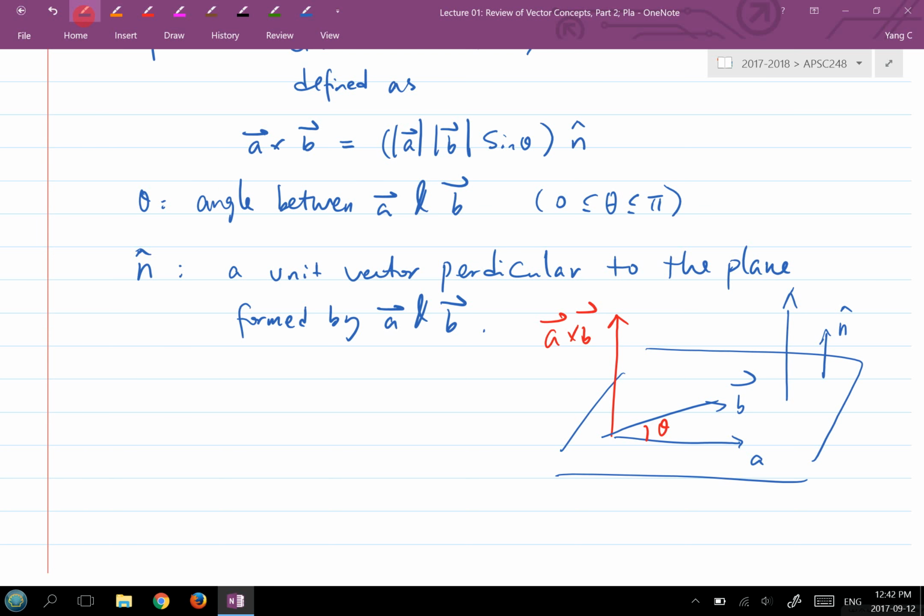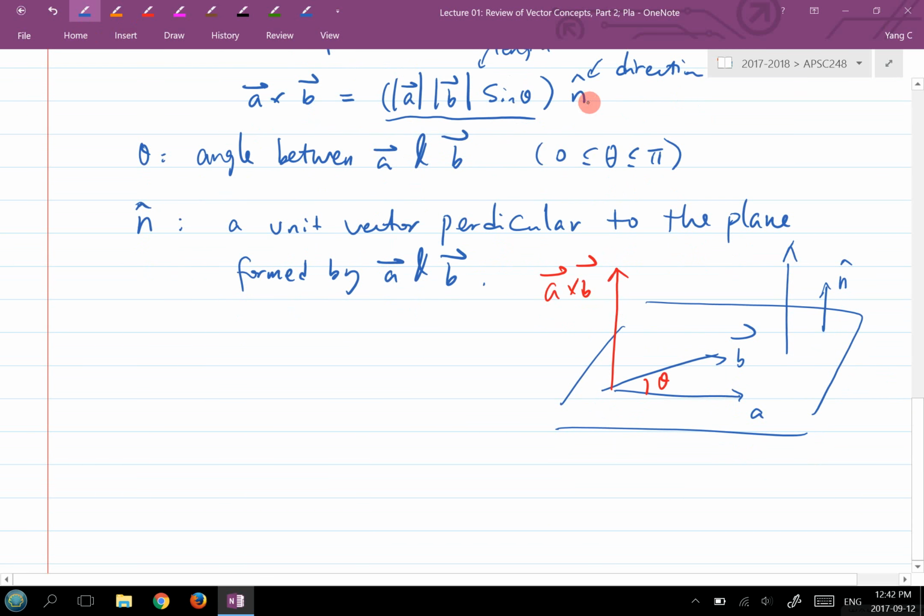So this is the definition of the cross product. Just to emphasize here, this will be the length and this will be the direction. So if you want to know how to obtain n hat, you can always obtain it using A cross B divided by its length.